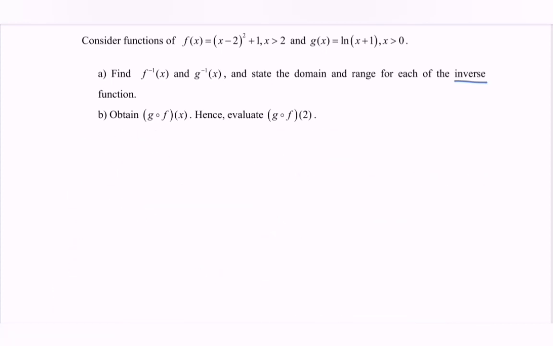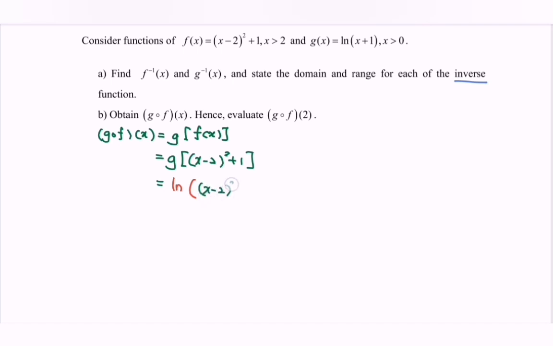Kindly refer to B. Obtain g∘f. So here we have the composite function g(f(x)). As we all know, g is the function ln(x + 1), and for the function f(x), we have (x − 2)² + 1. So kindly substitute into the function of g. So here we have ln of ((x − 2)² + 1) and then continue, plus 1.